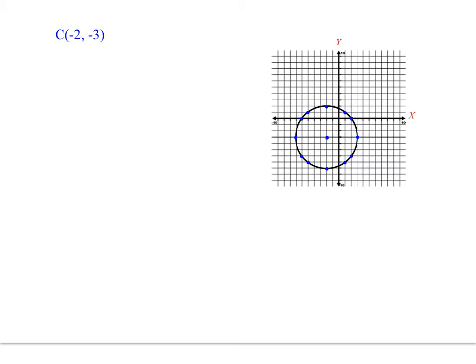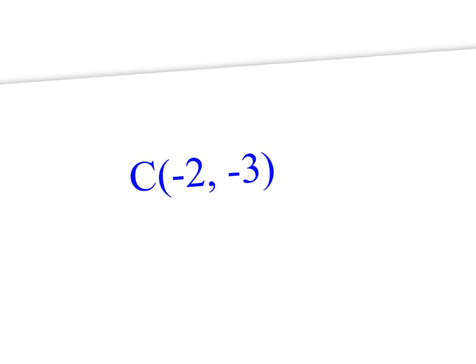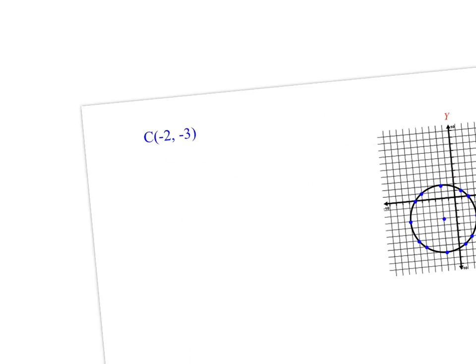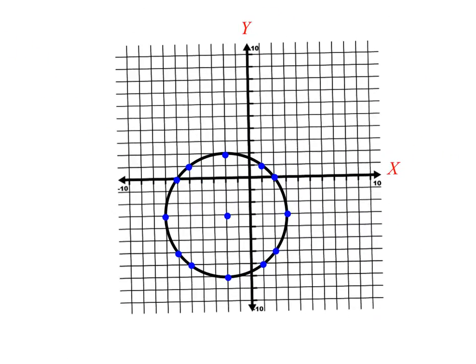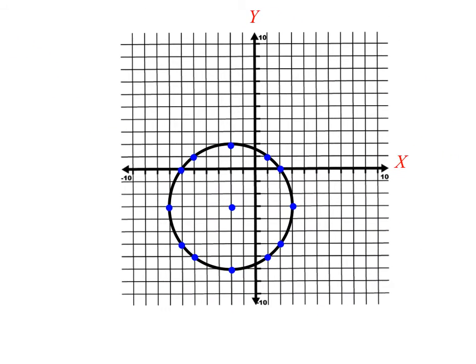This should be a quicker video, not as long as the other one, obviously. Let's just say now, in this problem, the center is not at the origin, it's at -2, -3. And that's what it would look like here. I kept the radius the same.